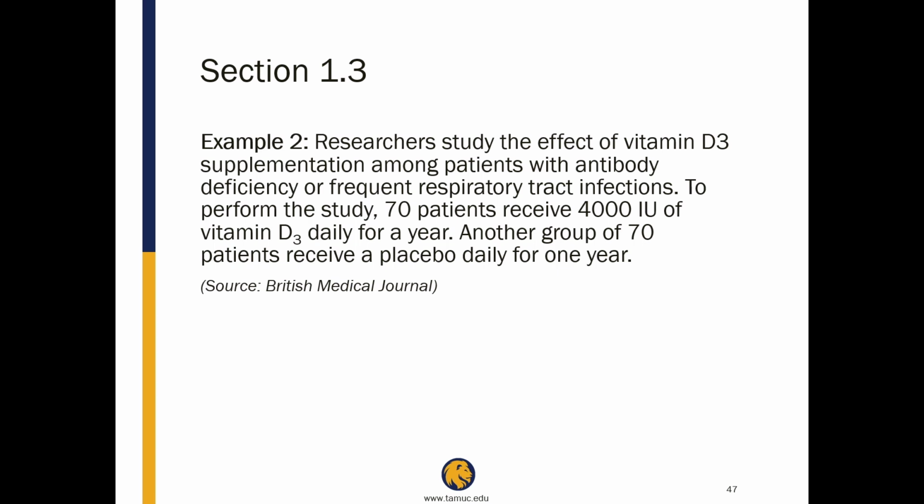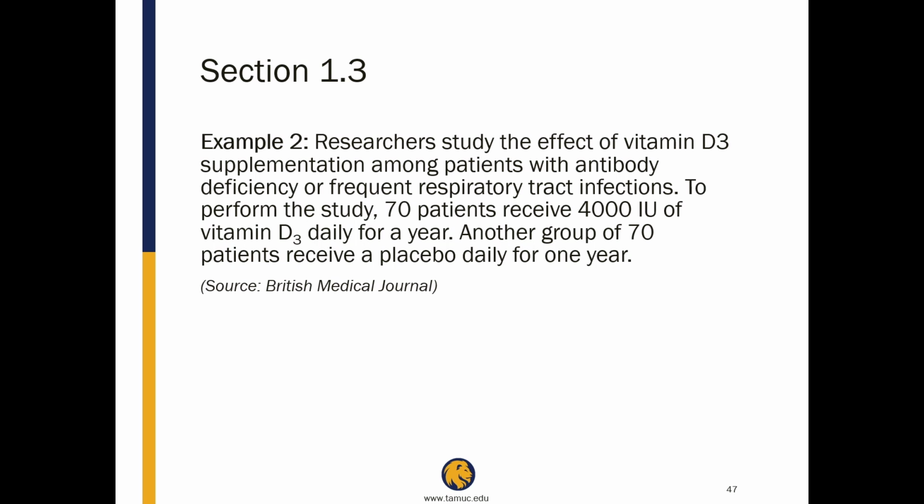We'll talk more about what the placebo means. Placebo basically means they don't receive the treatment itself. So one group receives the treatment and one group receives something which is not the treatment. That's what's called a placebo here.